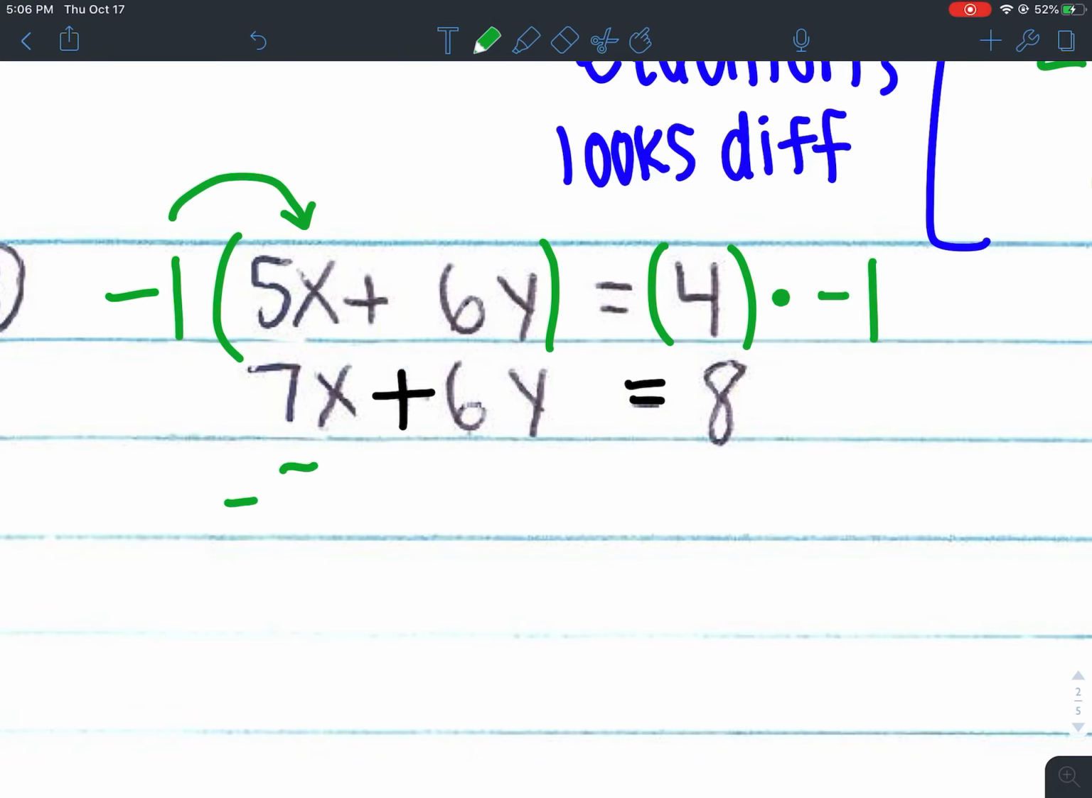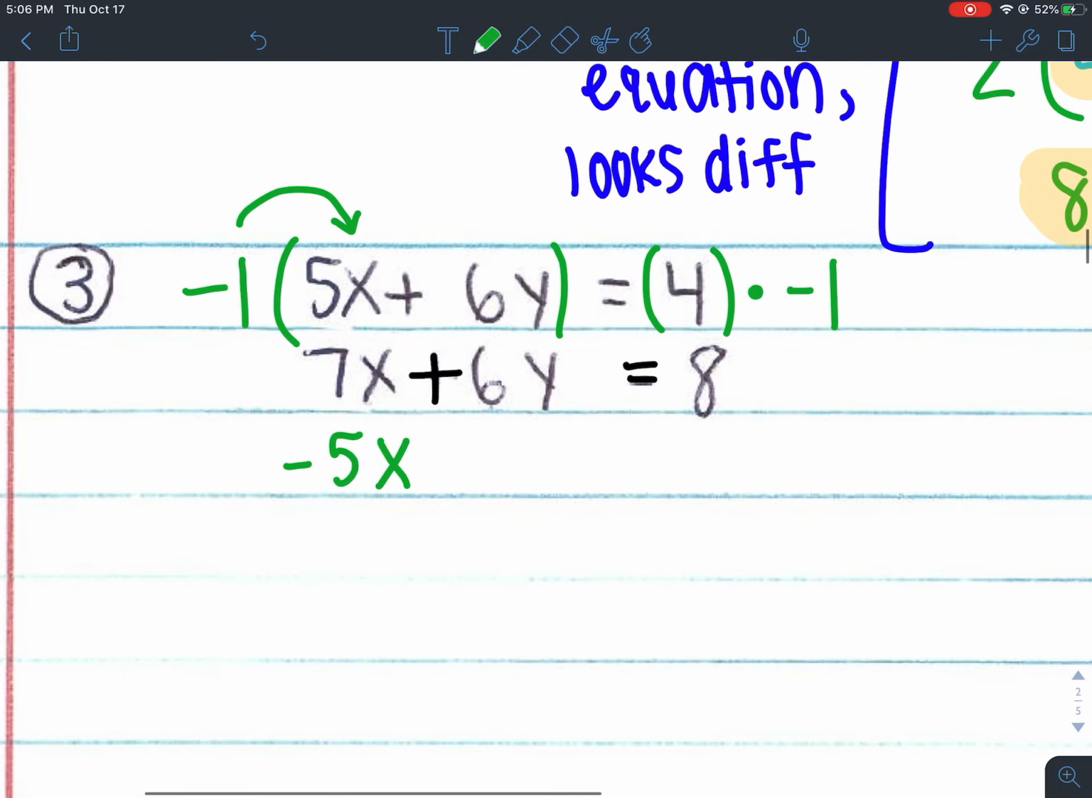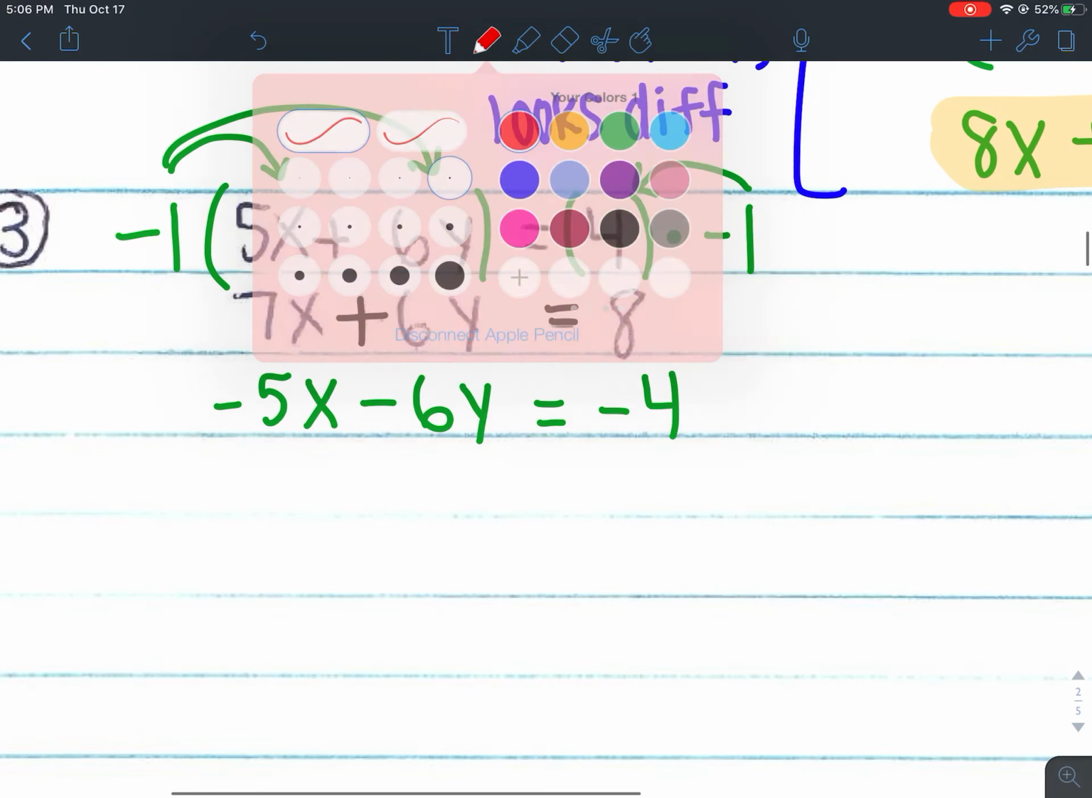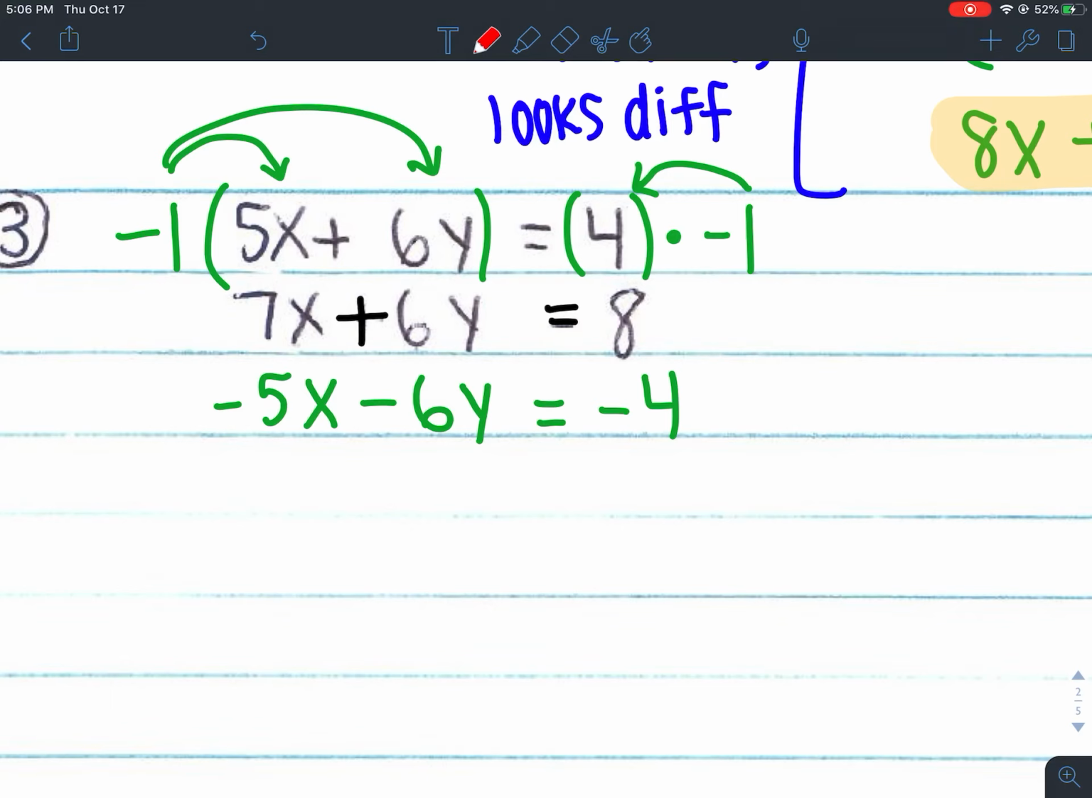Okay? So I'm going to do negative 1 times 5x, which is negative 5x. Negative 1 times 6y, which gives me negative 6y. And negative 1 times 4, which gives me negative 4, right? And then I'm going to go ahead and copy down the other equation back down here. So this equation in red, or the one that I just started, I'm going to go ahead and copy it down here.